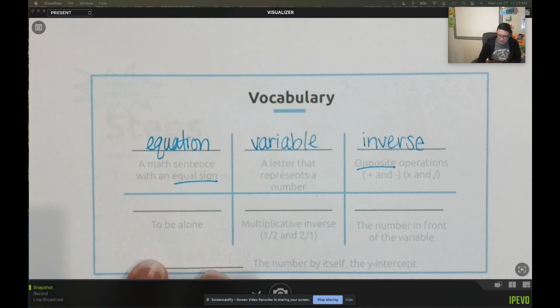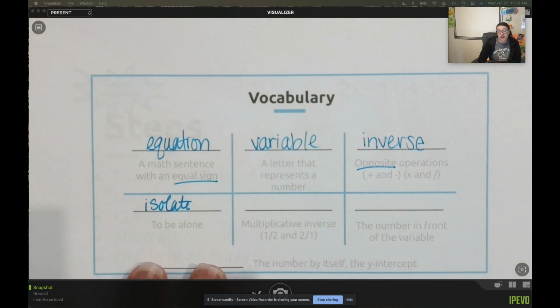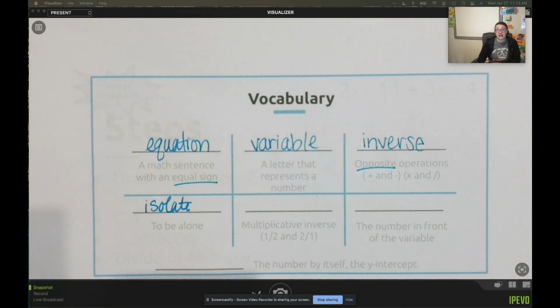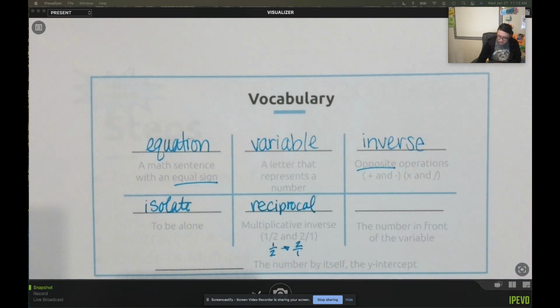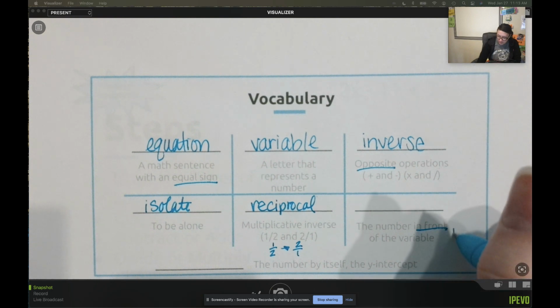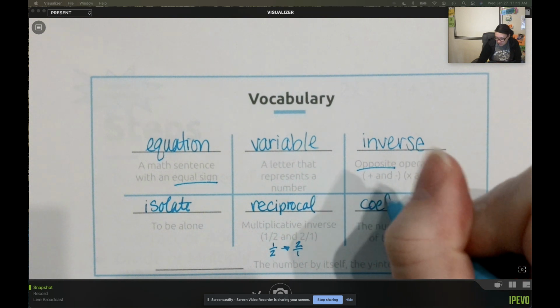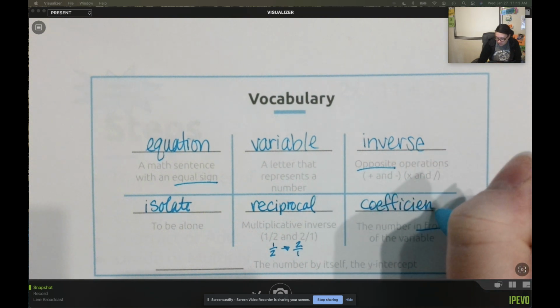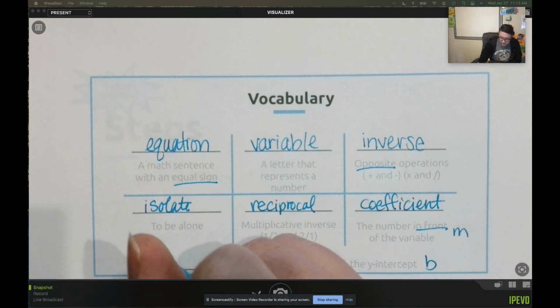To be alone. For this, we're talking about the variable. We're trying to get the variable alone. We want to isolate the variable. Multiplicative inverse, that's like I have the fraction 1/2, and I flip it so it becomes 2/1, the reciprocal. The number in front of the variable, it's like my m, it's like my slope. Another word for that is coefficient. And the number by itself, the y-intercept, that b, that is my constant.